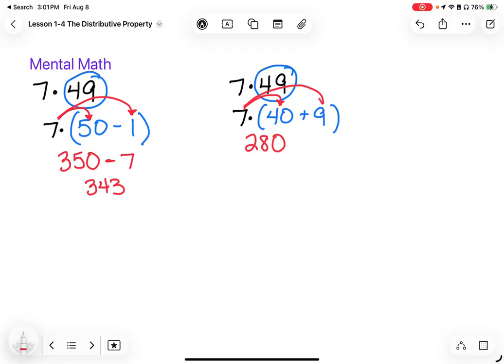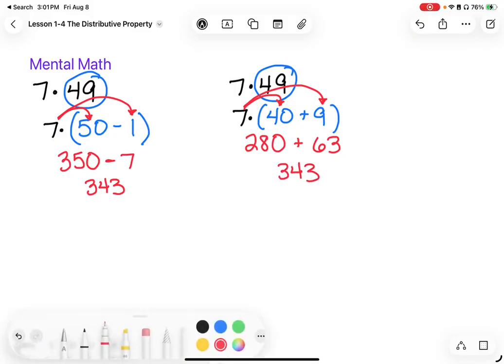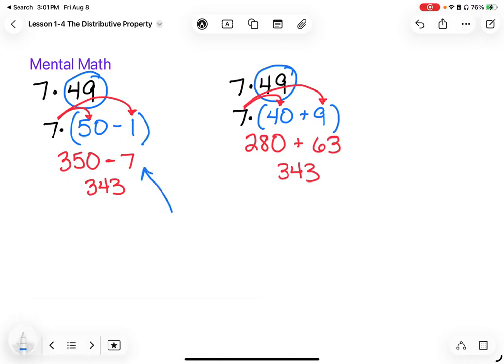7 times 9 then is 63. And guess what 280 plus 63 is? 343. Now I think doing 350 minus 7 is easier than doing 280 plus 63. So I think doing the 50 minus 1 is an easier math problem to do than 280 plus 63, but do whatever's easier for you, because as you can see, you get the right answer both ways.